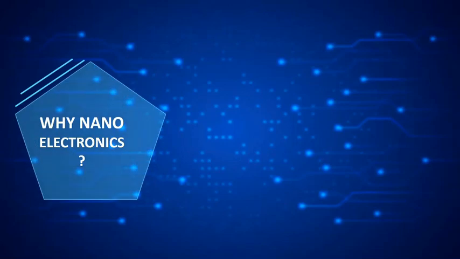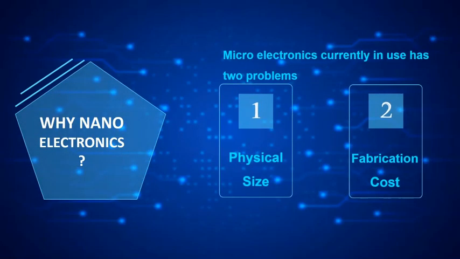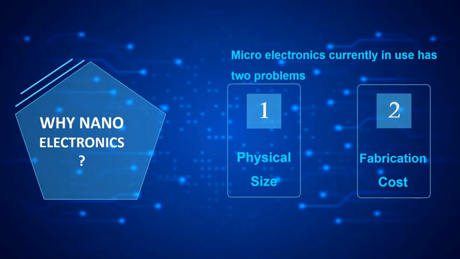So before we move further, we should know why there is a need for nanotechnology in electronics. We should know that there are two main problems of microelectronics that are currently in use. First is their physical size and second is the fabrication cost. So we can overcome these problems of microelectronics by the advantages of nanotechnology.